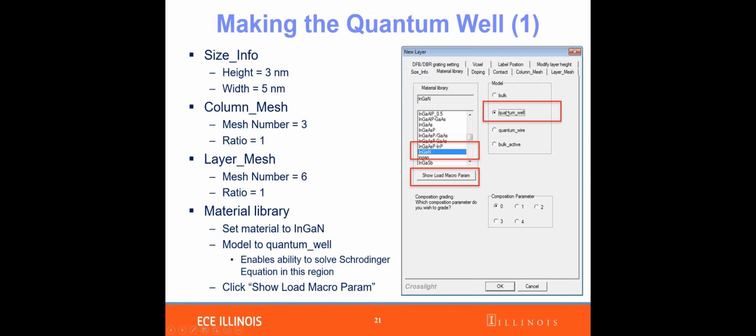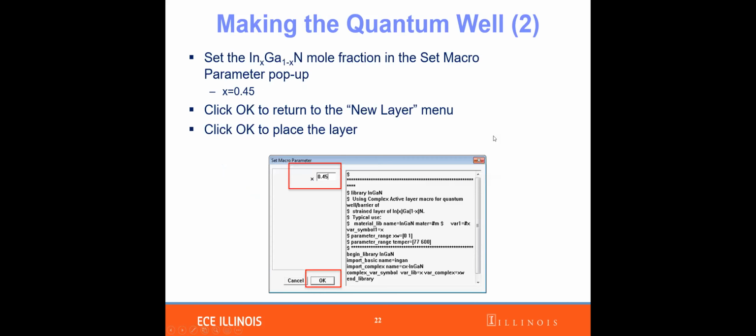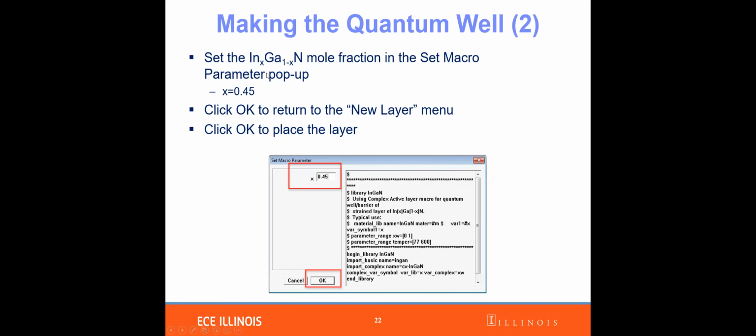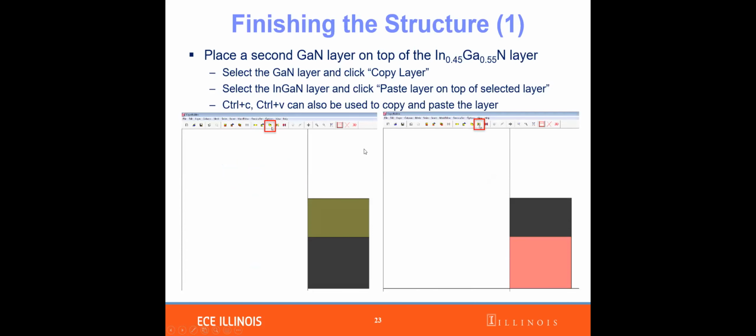And on the right hand side, you need to tell the program that this is a quantum well, so that the program will solve the Schrodinger equation in this region. Yeah. So if we click load the macro parameter, then we can set the indium mole fraction. So you can put like 0.45 in this block, and you click OK, then your second layer is done.